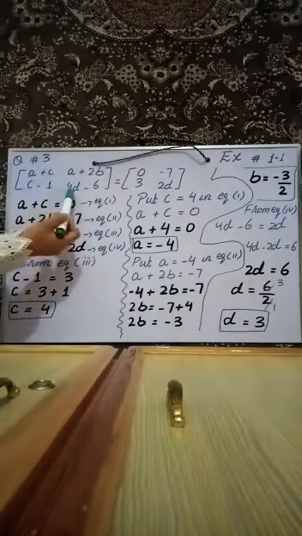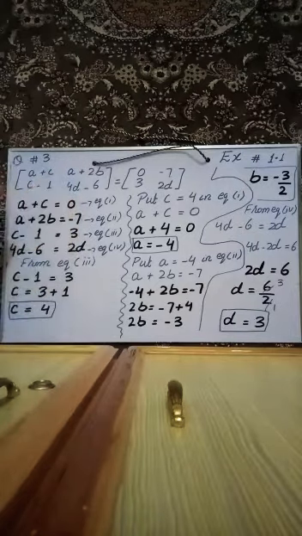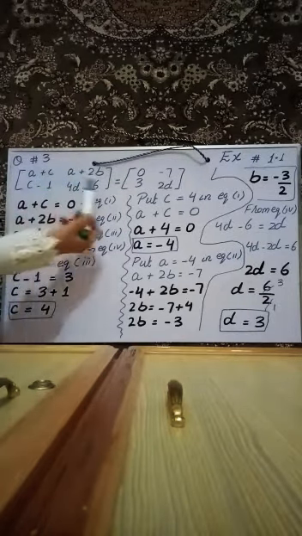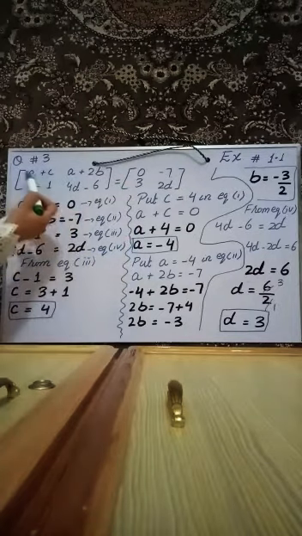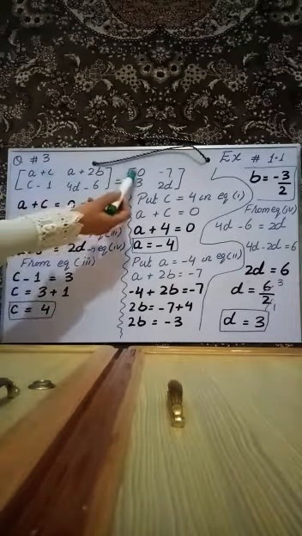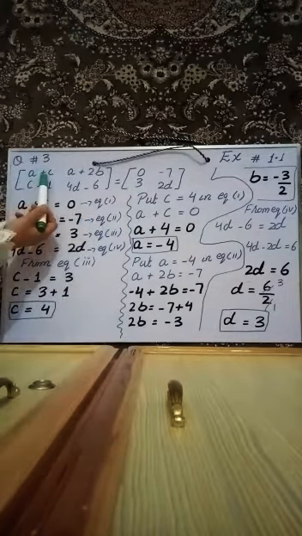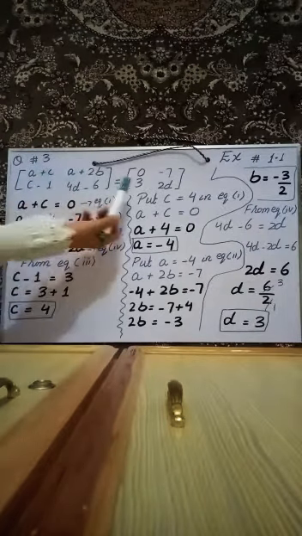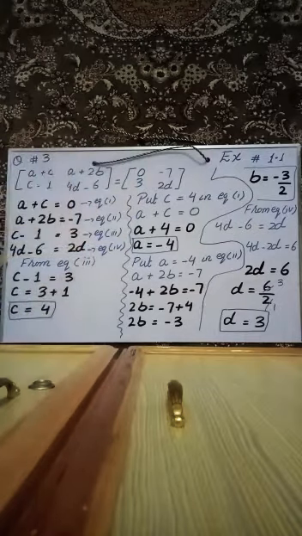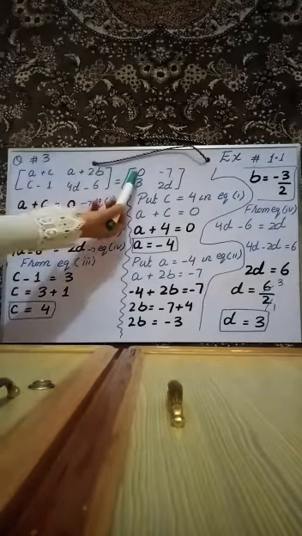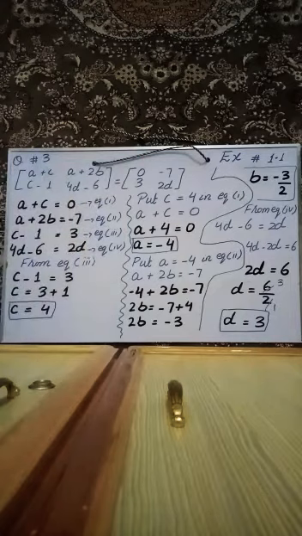But the condition is that you have to find such values that when you put them back here, they will satisfy this matrix equation. For instance, we know that matrices are equal if their orders are the same and corresponding entries are the same. So if we see here, A plus C is the first entry of the first matrix and 0 is the first entry of the second matrix. It means these two entries should be the same.